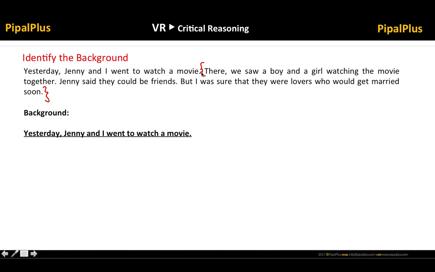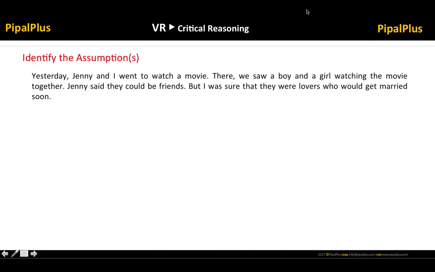Yesterday Jenny and I went to watch a movie, right? Or for all I care, I could have said yesterday Jenny and I were sitting at home watching a movie, right? So it doesn't really matter to the premise and the conclusion. It is just giving us some information as to the situation where whatever was said was said. Okay, so the first sentence, yesterday Jenny and I went to watch a movie, is the background sentence. This is typically not very important. You can just keep it aside while discussing the core of the issue. Okay, so core of the issue is what is inside these brackets. The rest is background here.